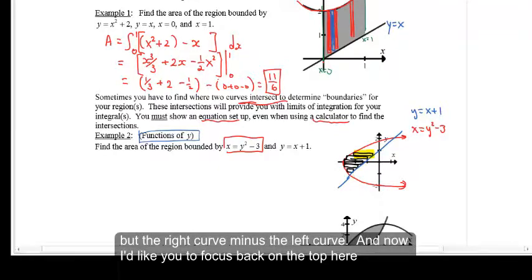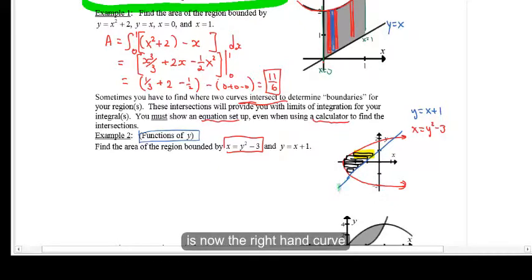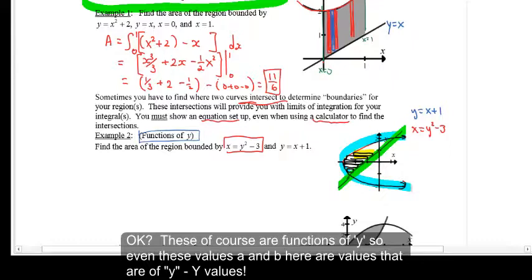And now I'd like you to focus back on the top here. This is why it says for functions of y, the area is the integral from a to b of the right-hand curve minus the left-hand curve. Okay? But these, of course, are functions of y. So even these values a and b here are values that are y. Okay? Y values.